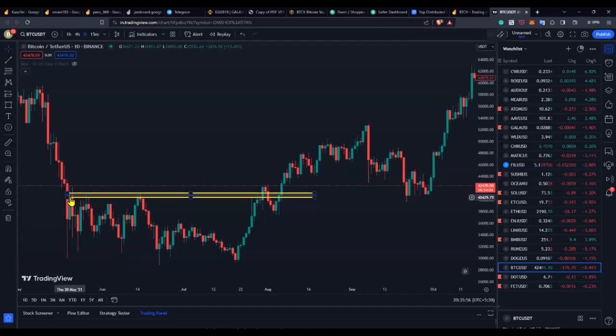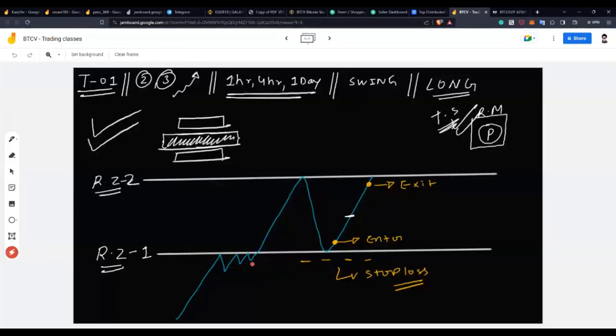You can clearly see this is a resistance, and then we saw a resistance again, and then the market moved up. Of course, it fought with the resistance, and then it broke the resistance, right? See right here, it broke the resistance, and then it went up. Then it moved up and found a new resistance, which is resistance 2.